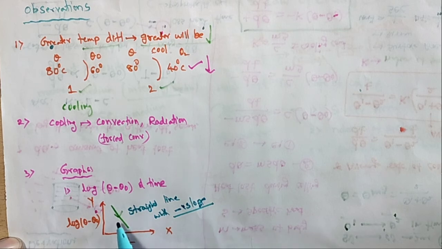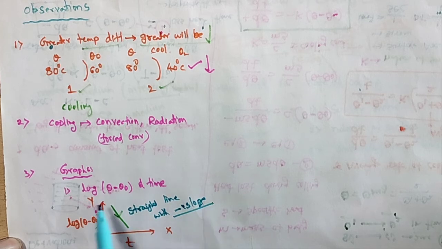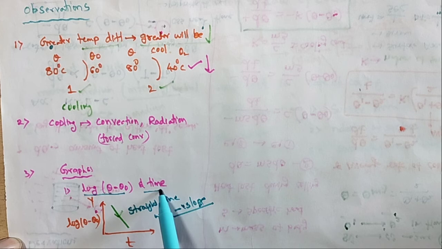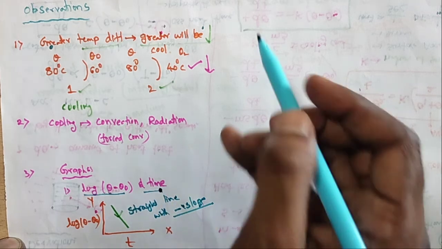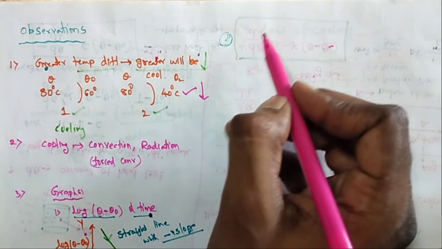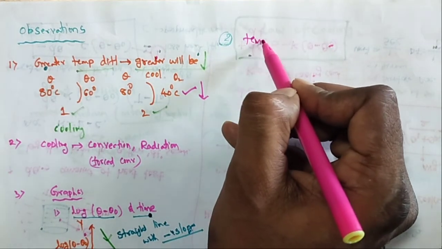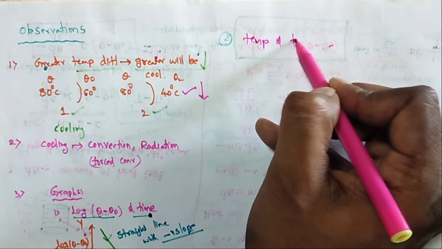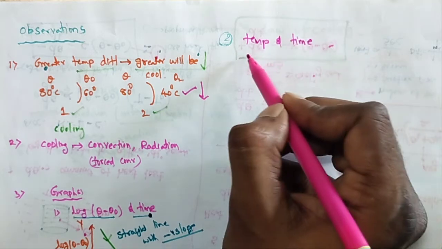Okay, so this line indicates a downward direction, that is a straight line with a negative slope. This is the first graph, the graph between log(theta minus theta naught) and time. Okay, and the second graph: I am taking the graph between the temperature of the body and time.